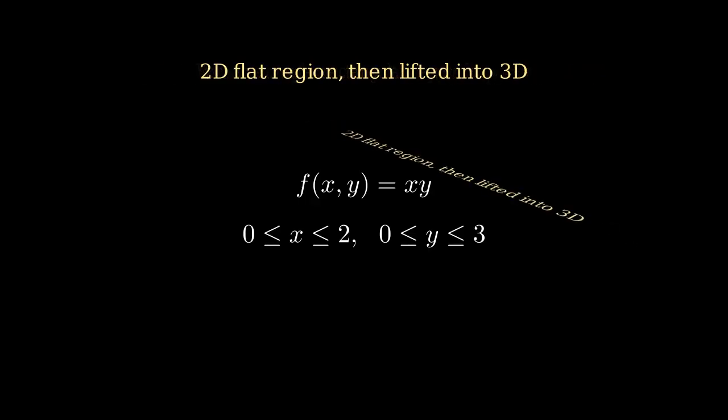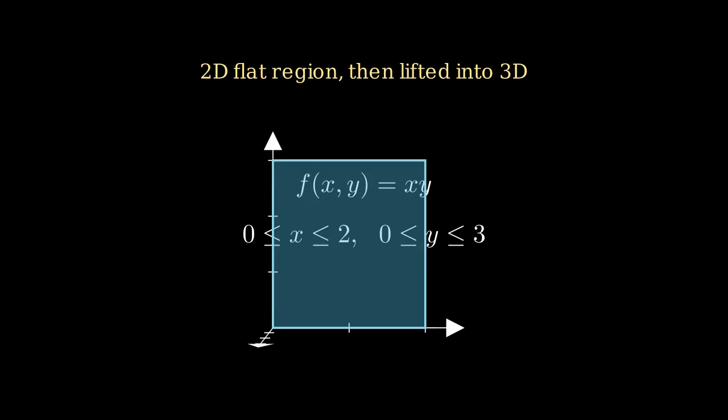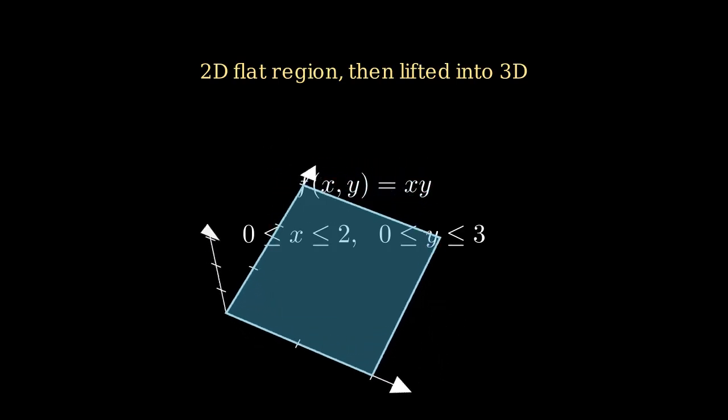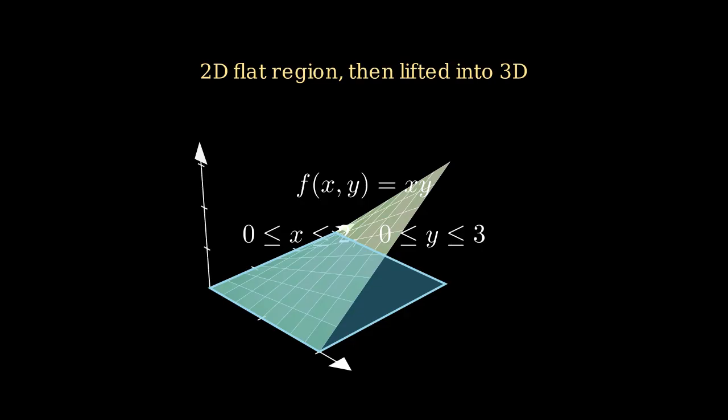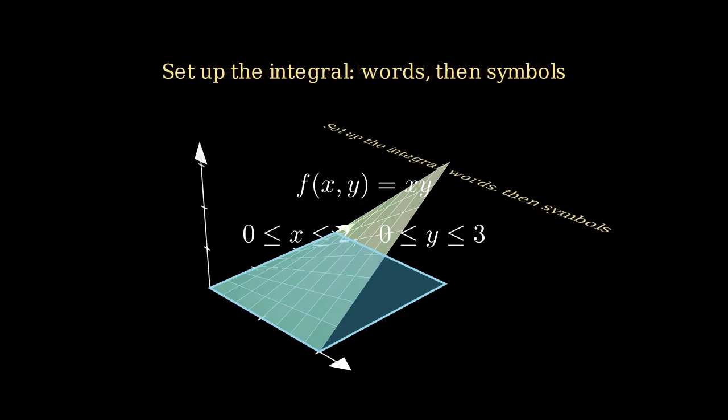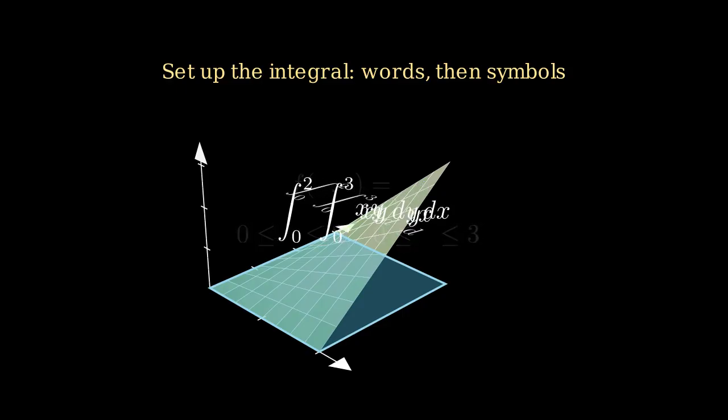On screen, imagine a flat rectangle sitting in the xy plane, and above it, a curved sheet rising up wherever x times y grows larger. We will show this rectangle first as a flat two-dimensional view, then lift it into a three-dimensional picture with the surface floating above it. In words, the double integral over the rectangle equals the integral over x from 0 to 2, of the integral over y from 0 to 3, of x times y dy dx.